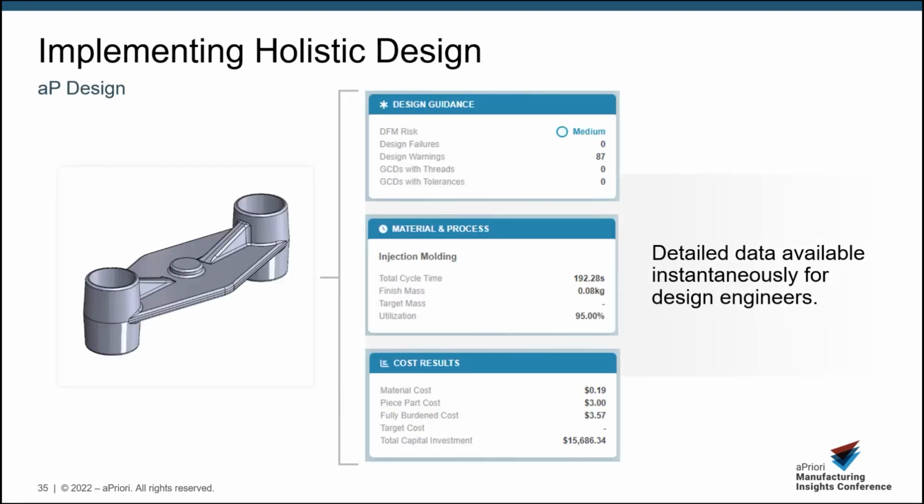One of the reasons aPriori aligns well with the holistic design approach is that the software automatically generates relevant information across the product lifecycle. Using AP Design, the design engineer receives DFM feedback, and without any extra effort, they're receiving material, process, and cost information as well. They can use all of this data without ever having to wait for responses from experts in other departments, which enables more iterations faster.